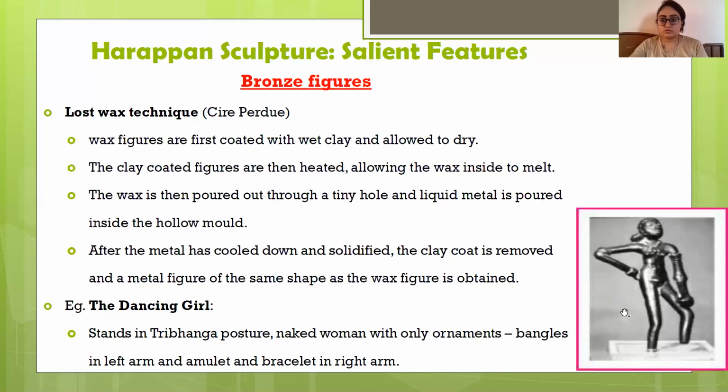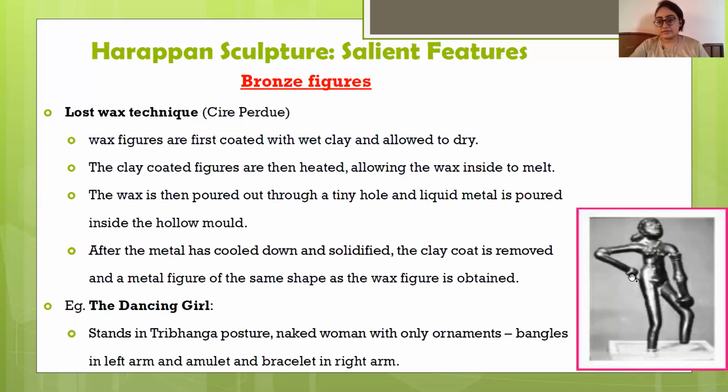Some features of this bronze dancing girl: she is standing in the Tribhanga posture. You can see one hand is on her hip, another is here. So this is called the Tribhanga posture. She is a naked woman. She is wearing only ornaments. Which ornaments is she wearing? Some bangles on her left arm, and one amulet and a bracelet on her right arm.